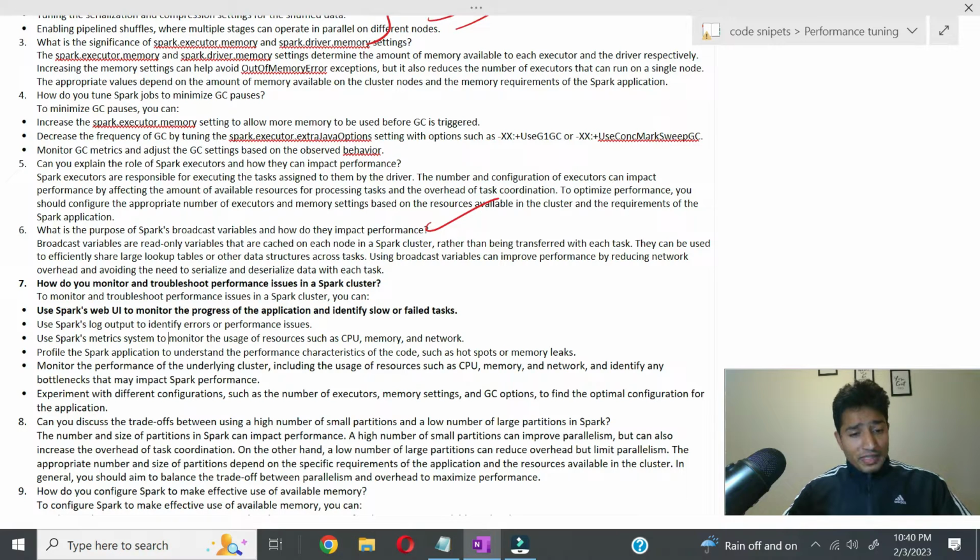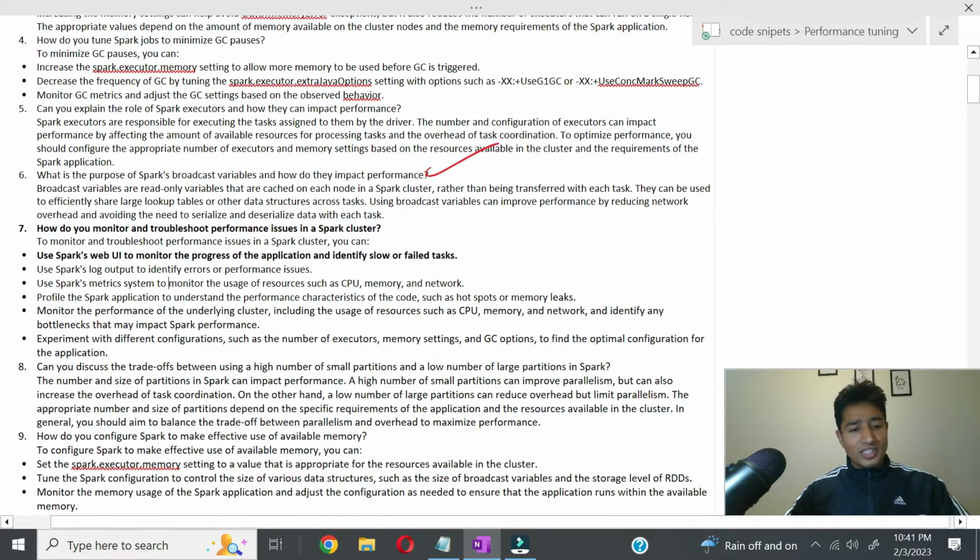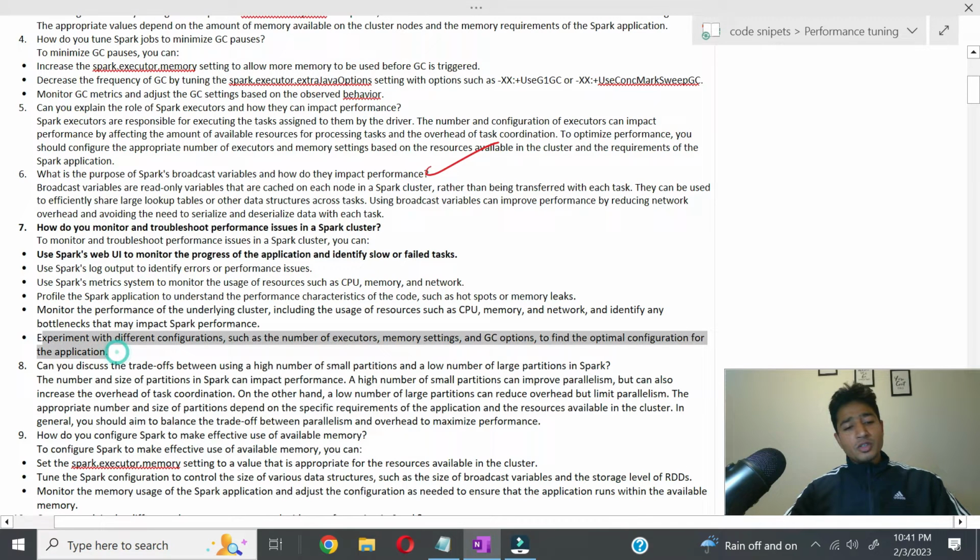Monitor the performance of the underlying cluster, including usage of resources such as CPU, memory, and the network, and identify any bottlenecks that may impact Spark performance. Experiment with different configurations such as the number of executors, memory settings, and GC options to find the optimal configuration for the application. This point is again very important. You cannot find the optimal configuration of the cluster or the application in a single go. You need to keep trying. And there is a thumb rule which we will be covering later on the number of executors, memory settings, etc.